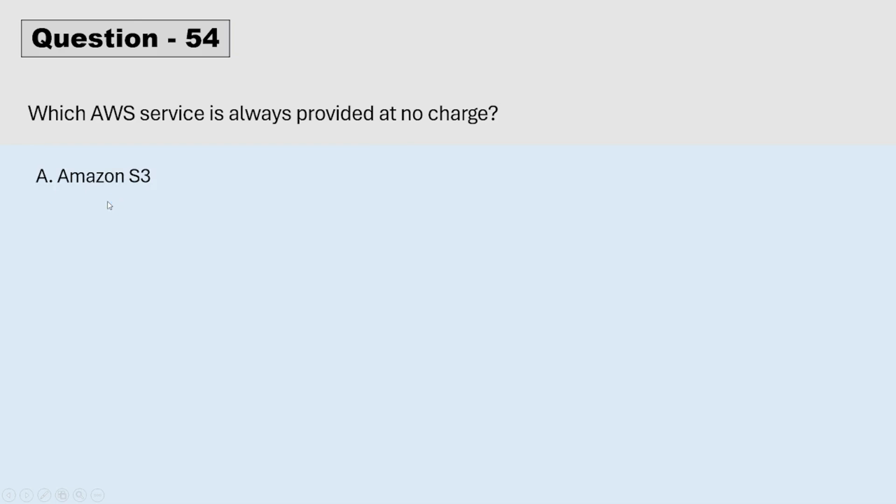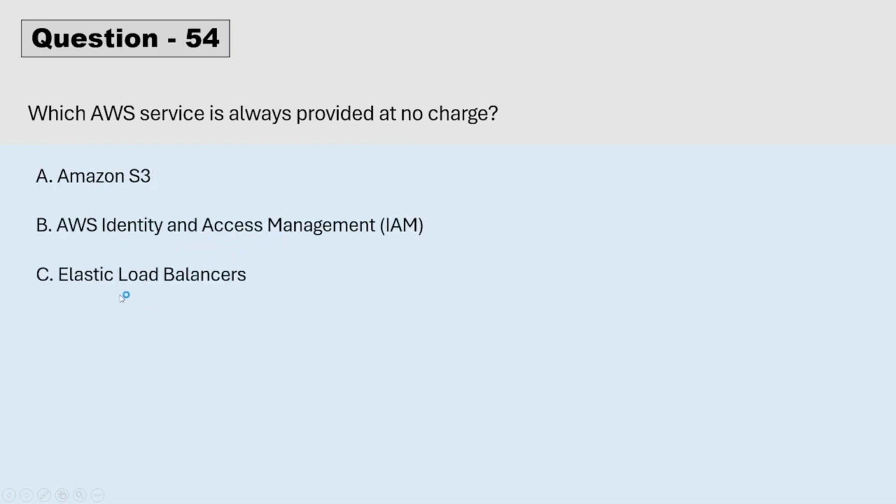Now question number 54. Which AWS service is always provided at no charge? Here are the options: Amazon S3; option B, AWS Identity and Access Management; option C, Elastic Load Balancer; option D, AWS WAF. And you should be able to guess the answer for this, but take your time.